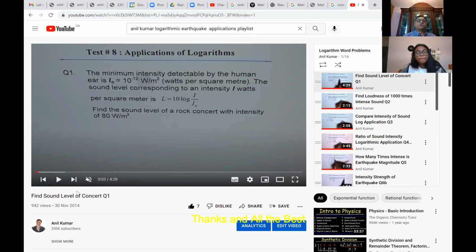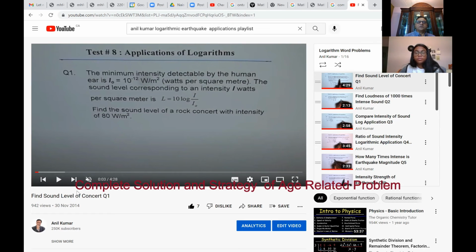Correct. So, we are given the default, the minimum intensity detectable by the human ear, I0, as 10 to the power of minus 12 watts per square meter. Right? That's the normal minimum. The sound level corresponding to intensity I watts per square meter is given by a formula which you should make a note of, which is L equals, where L is the loudness here, 10 times log of I over I0.